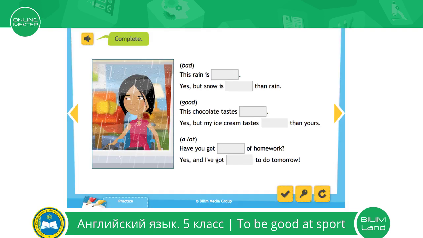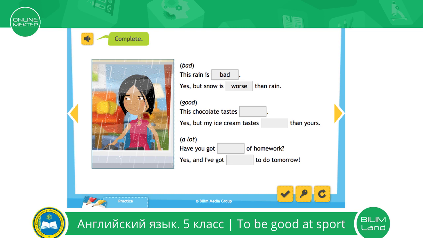Now we will practice completing these sentences with these three adjectives: bad, good, a lot. But for this activity, we need to revise comparative degree of these adjectives. Do you remember comparative degrees of bad, good, a lot? Listen to the instructions, please. Complete. Now let's start. For the first two sentences, we need to use the word bad and its comparative degree. This rain is bad. Do you remember its comparative degree? Yes. But snow is worse.